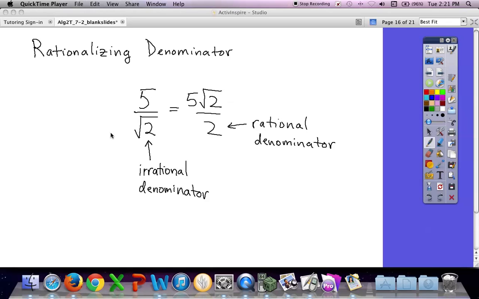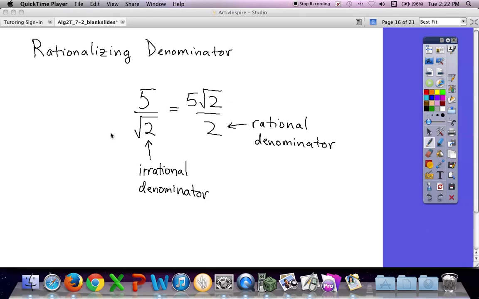Does anybody remember rationalizing denominators before, Ryan? Do you remember where you did do it? In a previous class. Yeah, in geometry, when you did the special right triangles, you probably had to rationalize denominators.